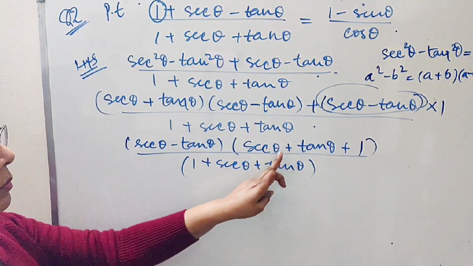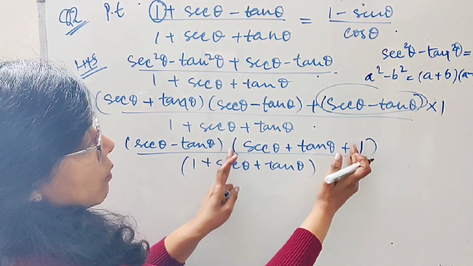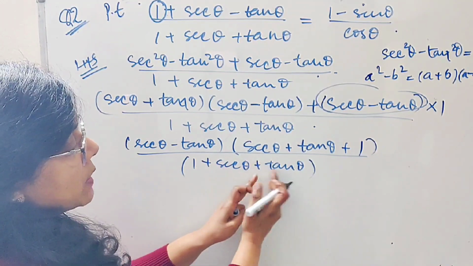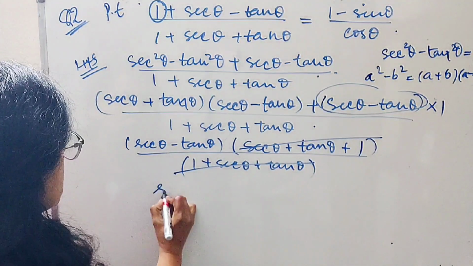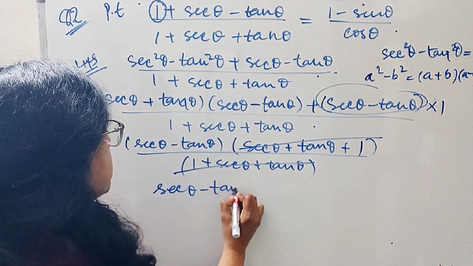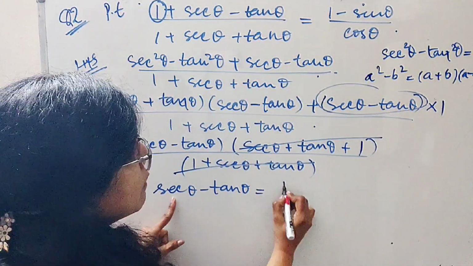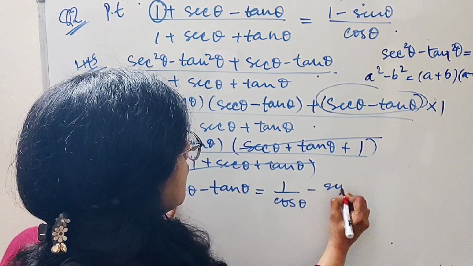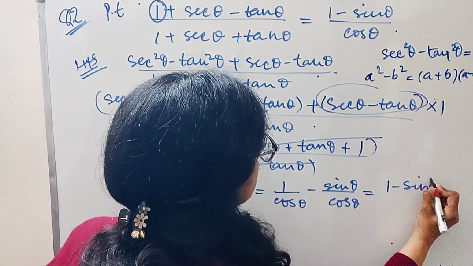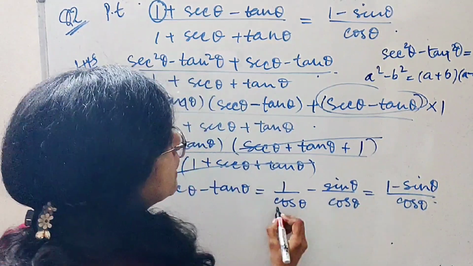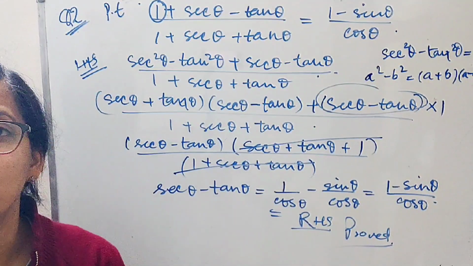Now you can see the numerator and denominator have the same factor, 1 plus sec theta plus tan theta. So we can cancel this whole factor. What is left with us is sec theta minus tan theta. Now what we want is (1 minus sin theta) upon cos theta. So convert this into sin and cos. This will become 1 upon cos theta minus sin theta upon cos theta. So this will be (1 minus sin theta) upon cos theta after taking LCM, and that is our RHS. So we have proved that LHS is equal to RHS.